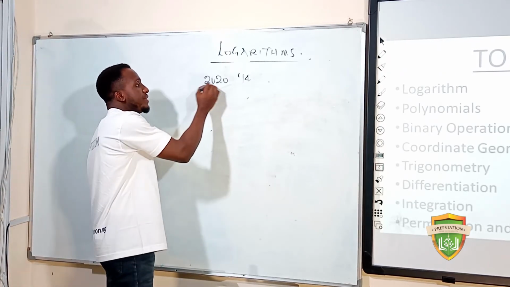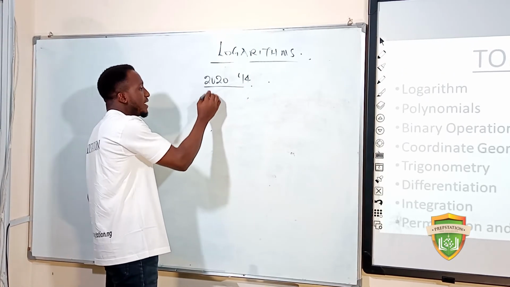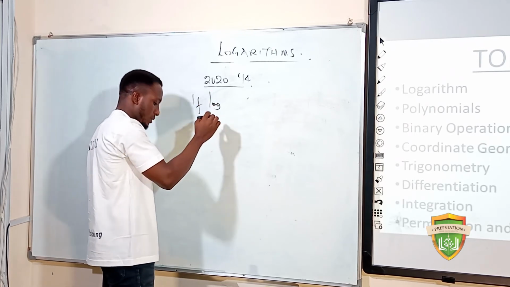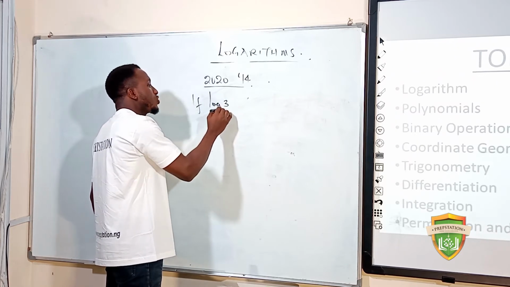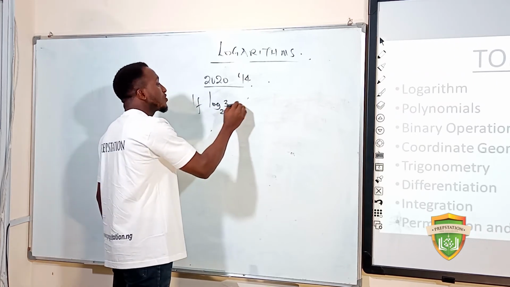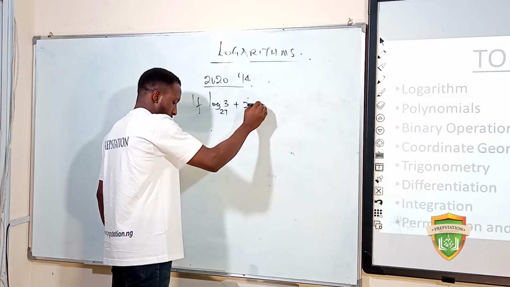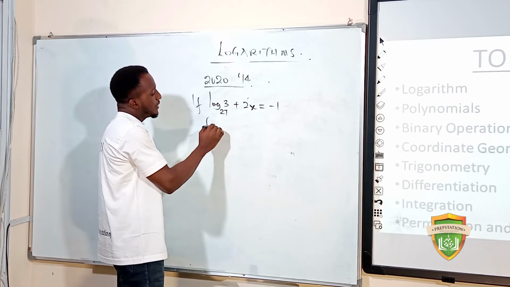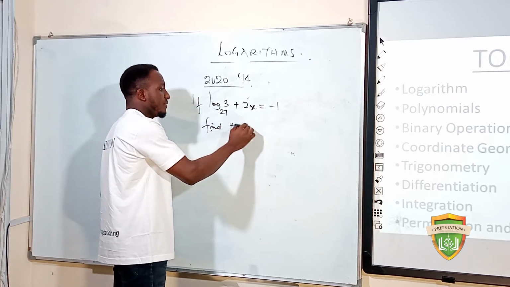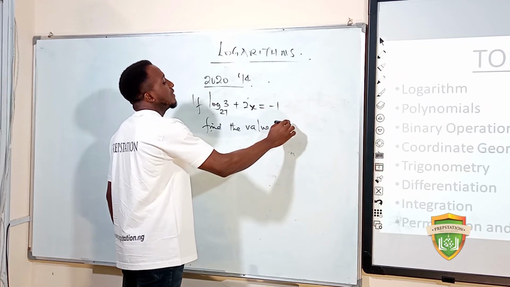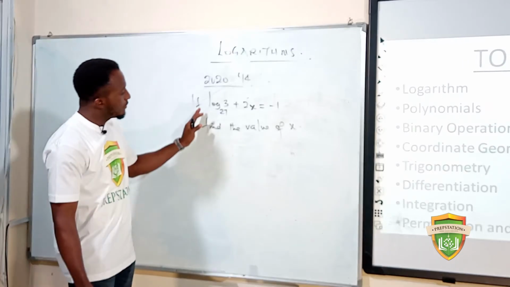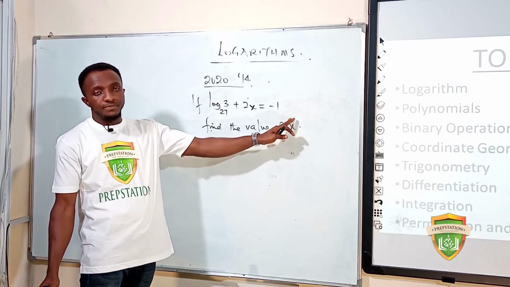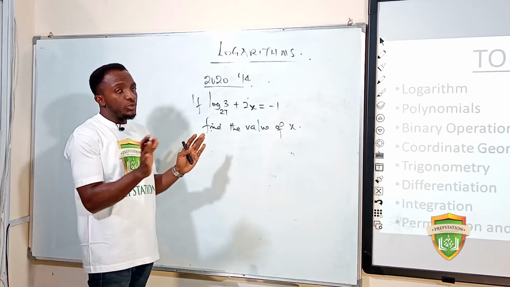Number 14, year 2020. Now the question says, if log 3 base 27 plus 2x equals to -1, find the value of x. Now it's very easy. So what we're going to do here is simple.